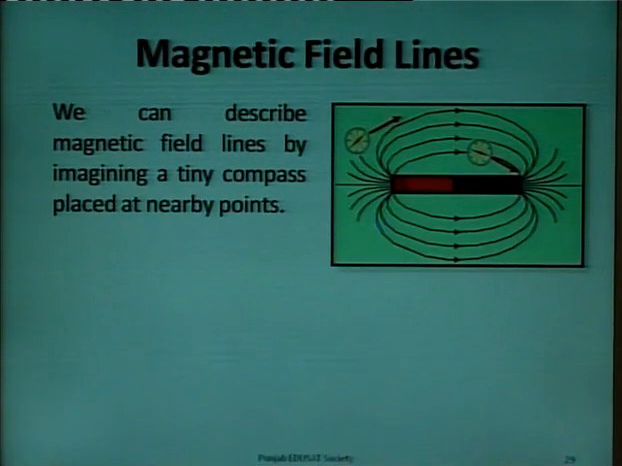Then we are having the magnetic field lines, as we have earlier discussed that the lines are traveling from north to south. If we use the compass as it is shown in the diagram, then we can easily draw the magnetic field lines or the flux lines of the magnet. So we can describe these magnetic field lines by using a tiny compass placed at nearby points.